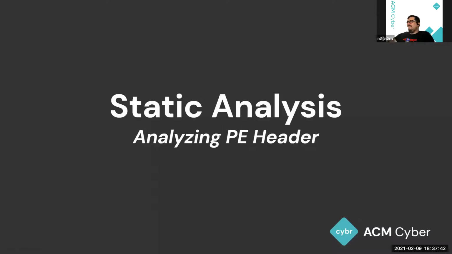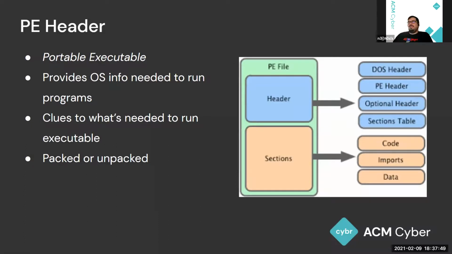All right. So yeah, looking at the PE header. PE header, what is this? This is PE, it's a portable executable. So these are the little .exe files that you move around all over the world. It provides the operating system information needed to run the program. So it says, hey, these are the libraries we're going to need and stuff like that. It also can be packed or unpacked information.